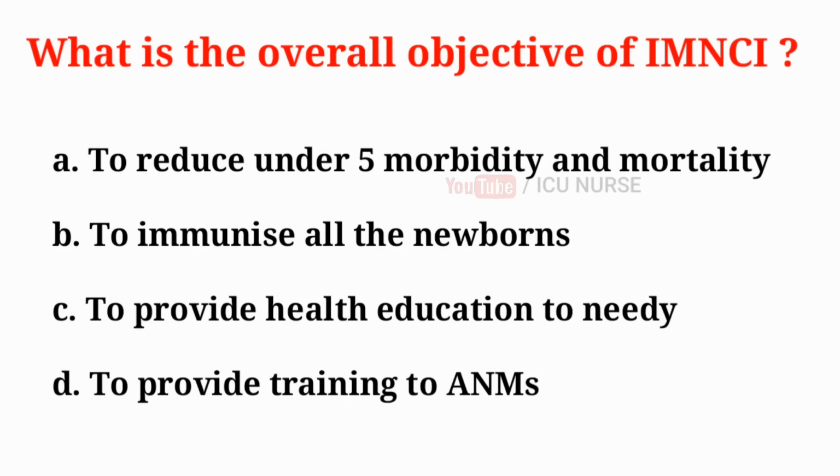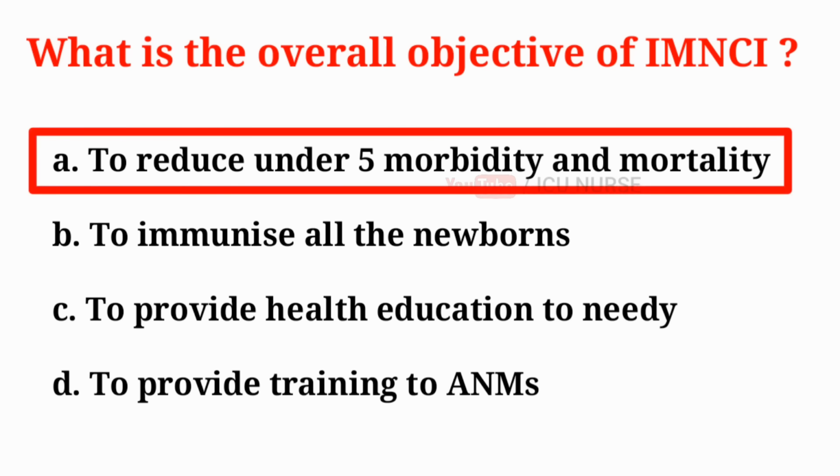What is the overall objective of IMNCI? A. To reduce under 5 morbidity and mortality. B. To immunize all the newborns. C. To provide health education to needy. D. To provide training to ANMs. And the correct answer is A. To reduce under 5 morbidity and mortality.